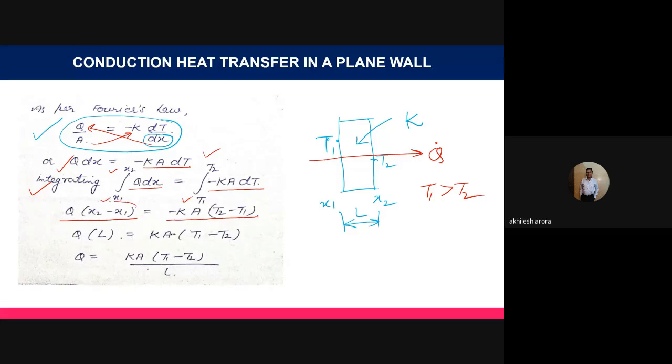And this x2 minus x1, as I told you, is L, the thickness of the wall. The right side becomes kA (T1 minus T2), and the minus sign has been absorbed within the brackets. So finally I get this expression: Q is equal to kA (T1 minus T2) divided by L. This is the equation of heat transfer in the case of a wall.